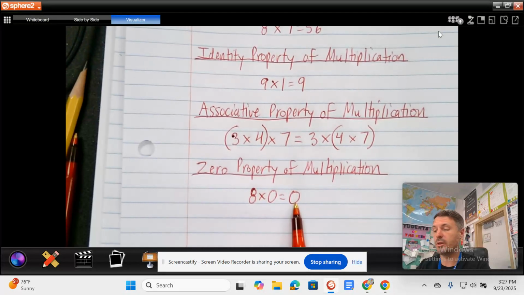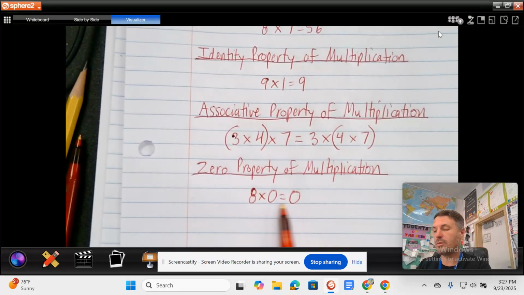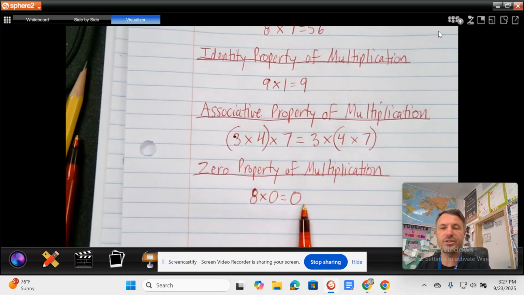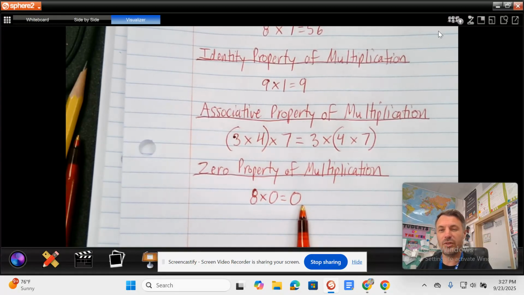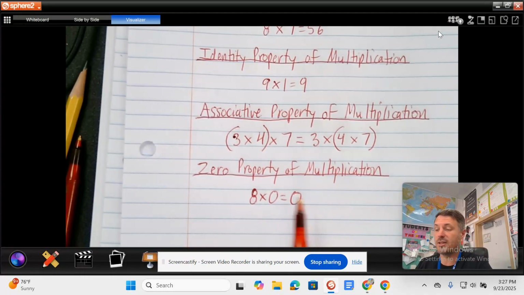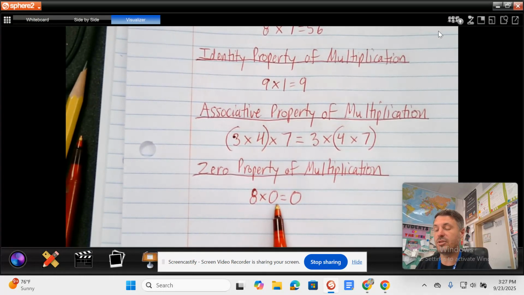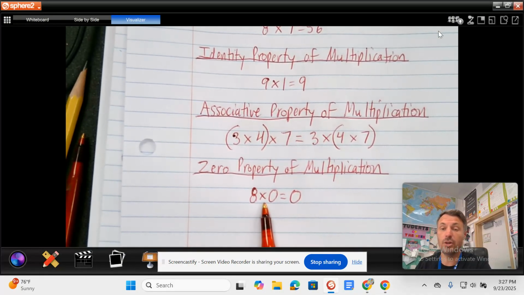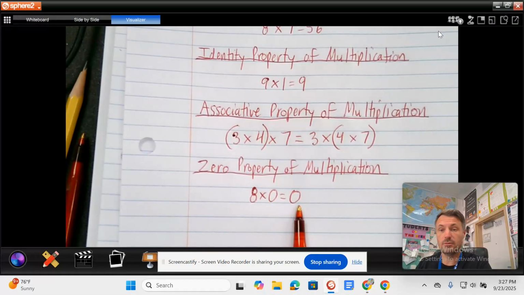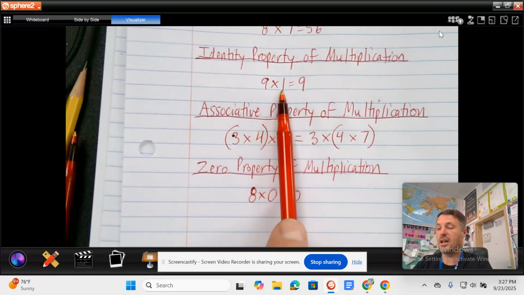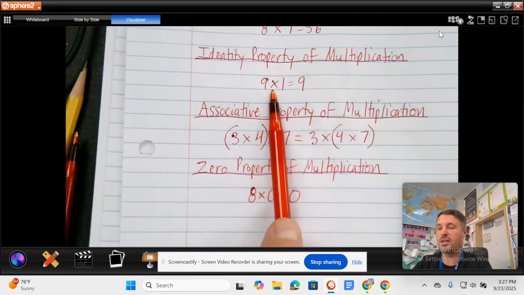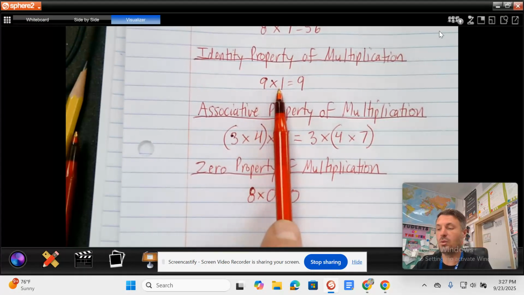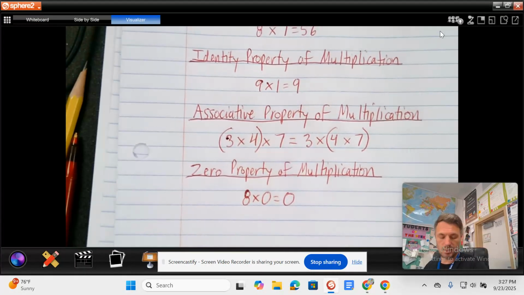And then the zero property of multiplication, anything times 0 equals 0. So 8 times 0 equals 0, 1 million times 0 equals 0, 64 times 0 equals 0, 7 times 0 equals 0, anything times 0 equals 0. Now, to think about this, it makes sense because you're saying 8 times 0, that means 8 0 times. Well, obviously if you have 8 0 times, you have 0. And that's the same thing here. 9 times 1 means 9 one time. And 9 one time would just be 9.